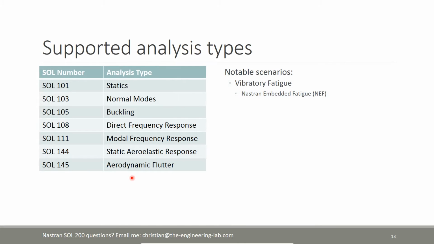On this slide, I have all the solution types that are supported by Nastran Solution 200. If you're dealing with a static analysis, buckling, dynamic analysis type, or even aeroelasticity, these are all analysis types that are supported by Nastran Solution 200. The list is actually longer. I purposely left out some solution types just because we are an aerospace audience, so I think these are the most relevant to you, the aerospace audience.